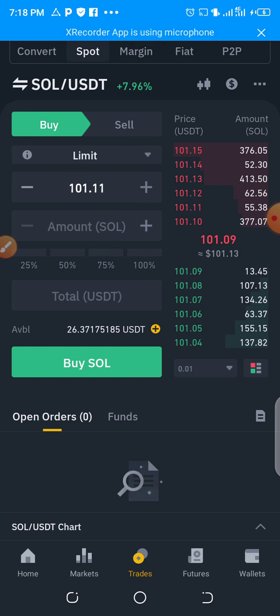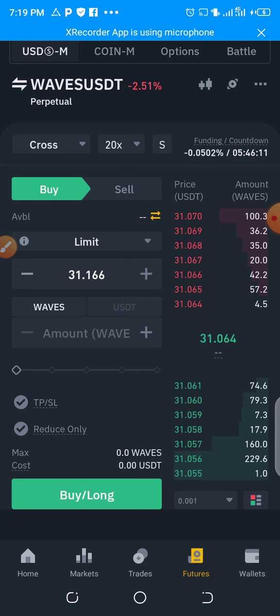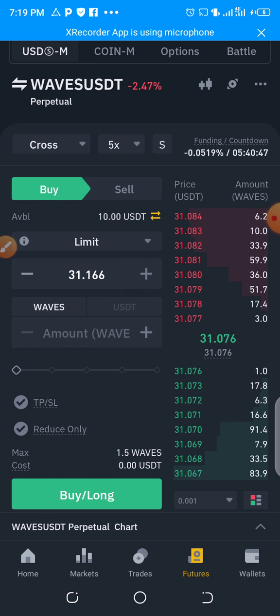What we do in spot wallet is we buy when the coin is going up. This is spot wallet. After trade, below you see futures. Click on futures. What we do in futures wallet is we buy and sell.